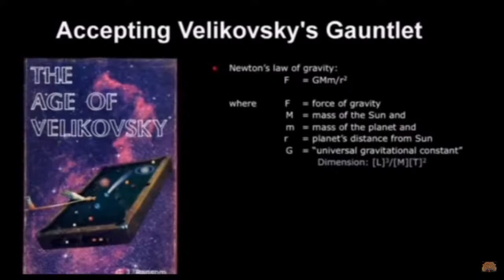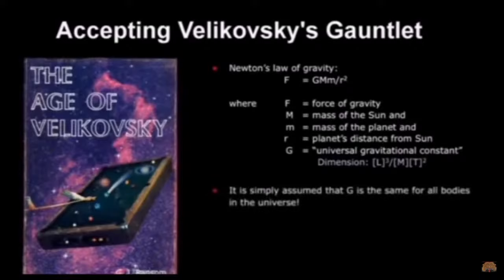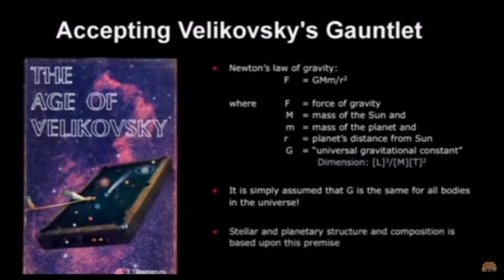You'll notice there that G, I put its dimensions there just to show that it does include mass, and if mass is a variable, then we have a problem. It is simply assumed that G is the same for all bodies in the universe. In other words, the universal gravitational constant. That was an assumption. Stellar and planetary structure and composition is based upon this premise. But if mass is a variable, can it explain cosmic pool? That book over there is by one of the Thunderbolts team, C.J. Ransom, The Age of Velikovsky.